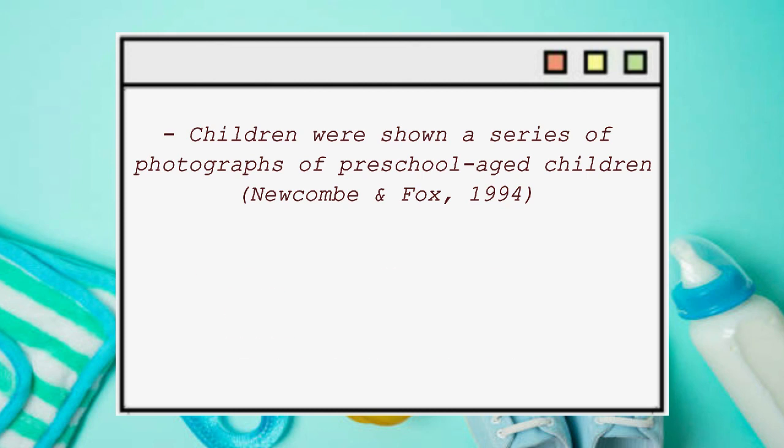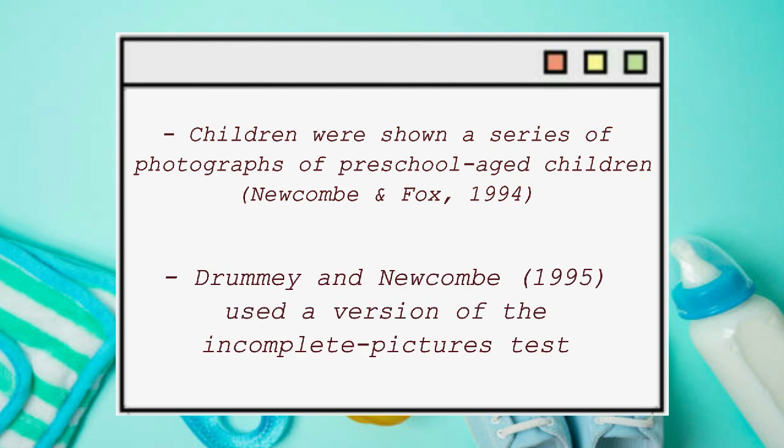In a second study of infantile amnesia, Drummey and Newcombe used a version of the incomplete pictures test. There were actually three groups, and all these groups displayed substantial implicit memory. All participants were able to identify the drawings they had previously seen sooner, even when they had no conscious recollection of them at all.